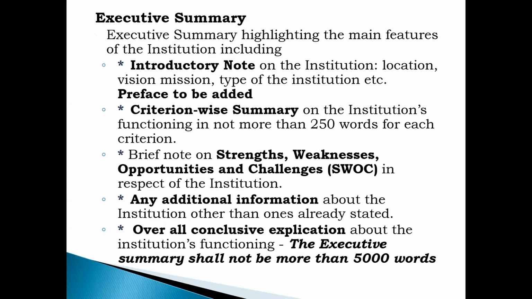And the executive summary, what exactly is the executive summary? Where we ask for the introductory note about the institution, their basic details, location, vision, mission, type. Then we ask for the criteria-wise summary of all the 7 criteria. The maximum size limit for each criterion is not more than 250 words. Then brief notes on the SWOT analysis which the institution feels is applicable to their HEI. Apart from the SWOT analysis, criteria-wise summary and introductory note, any other information that you need to add, you can add. But for an overall conclusive statement including all this, the size limit is 5,000 words only.